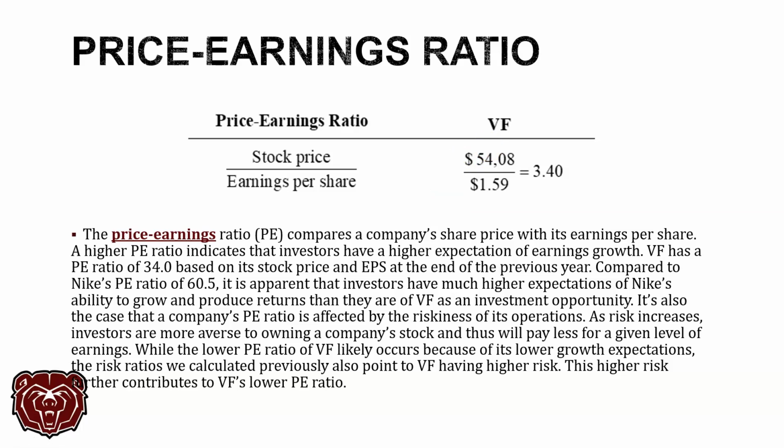Okay, so we would take our stock price. What is our stock price on the market right now? And we would divide that by our earnings per share, and it would give us a ratio. So VF has a ratio of 34. Nike has a ratio of 60.5. Now, what this ratio does is it tells us what your expectation as an investor is of this company's earnings. Well, the higher this number, the higher your expectations are. And we can see here clearly there's a higher expectation of getting a satisfactory return when you invest in Nike than there is when you invest in VF.